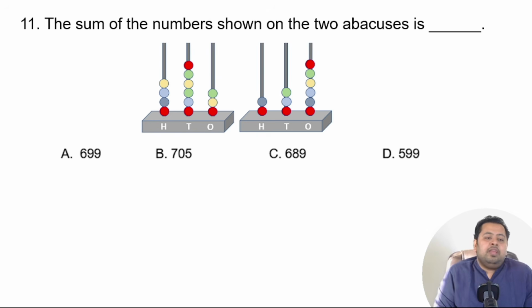Question number 11. The sum of the numbers shown in the two abacuses is dash, right? I'm sure you would have learned how to read an abacus. So you see there are two abacuses given over here. You have to find which number each one shows, and then add both of them. So again, take some time. I will pause the video for 3 seconds. We meet on the other side.